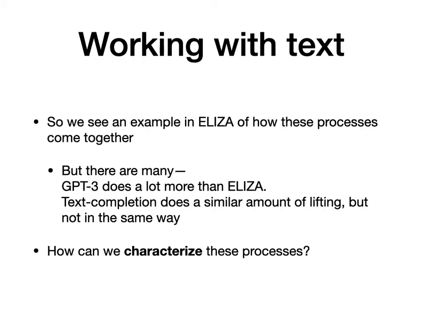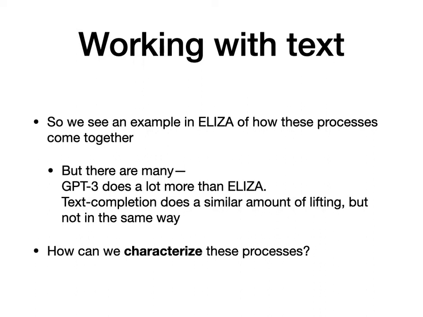And there's tons of examples, right? GPT-3 does a lot more than Eliza does. Text completion on your phone does something similar in terms of the amount of effort it's putting in, but it does it in a different way. It's doing it based on the things that you have historically typed into your phone, not just matching patterns, right? So what we'll talk about today is a broader way we can situate questions about, okay, what kinds of processes are these that we're talking about when we are working with text?